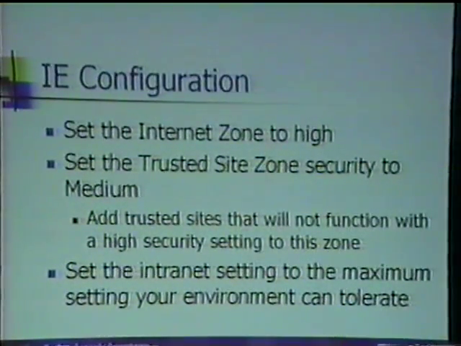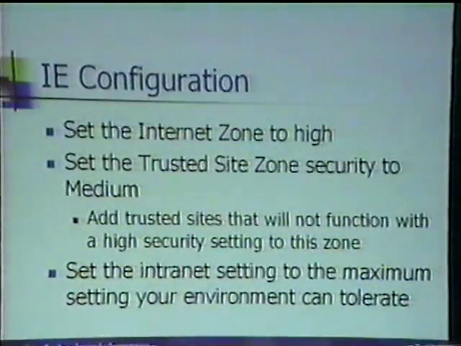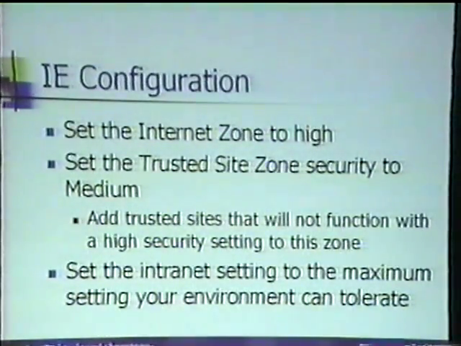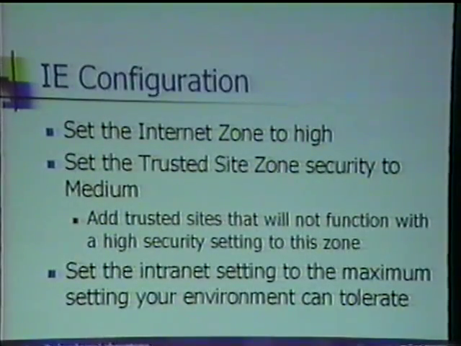Internet configuration, set your internet zone to high and set the trusted site zone to medium. Now the deal with setting zones to medium, if you're putting in any type of site other than HTTPS, which has a certificate attached to it, you have to turn off the setting to allow other sites in. It's got a checkbox that says HTTPS only allowed in this zone. To access these other zones, you need to take that check off.